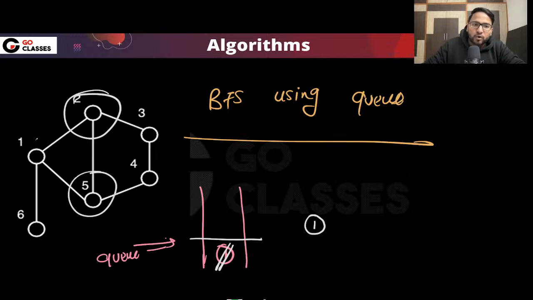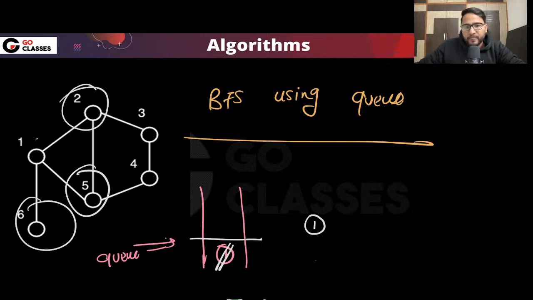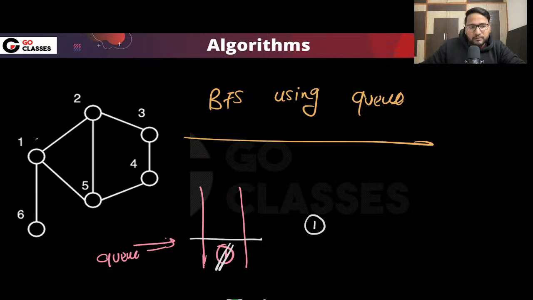2, 5, and 6 are neighbors. You can put them in any order, which means you can put 5 first, then 2, and then 6. It doesn't matter. Suppose I'm putting 2, 5, 6 here. And what are these 2, 5, 6? These are the neighbors of 1.